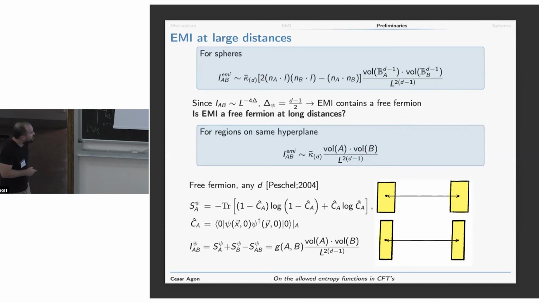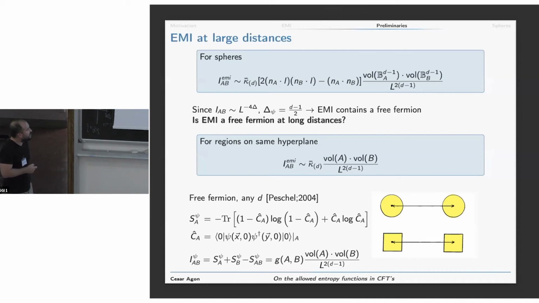I didn't write it explicitly. But the point is that the formula that you obtain for the EMI is actually valid even for regions that are not spheres. So we already have a prediction. If we want to compare this with the free fermion, we have a prediction of how the mutual information of a free fermion should depend geometrically.